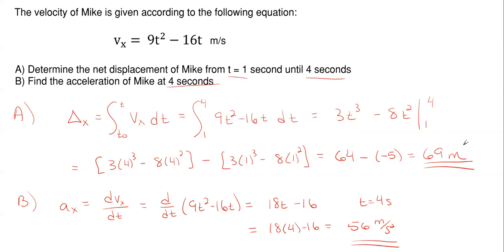Keeping in mind that the units of meters and meters per second squared from the first one were based upon our starting units of our velocity equation of meters per second. So our displacement will always be in a distance, acceleration will be distance over time squared, and velocity will always be distance over time. And that's how you would solve that particular problem, determining the net displacement and acceleration if you are given velocity.